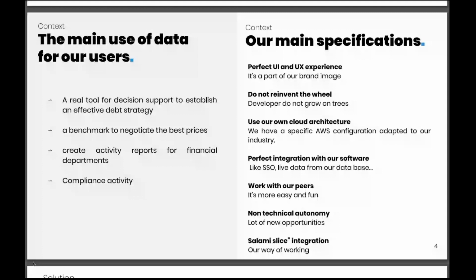A benchmark to negotiate the best price. Of course, if you know the price of your neighbor, you can negotiate your price better. So they want to know how this type of company gets money and on which maturity. So it's an important negotiation tool. Of course, as in every modern industry, they have a lot of reporting demands. So they want a platform with a lot of data they can export and comment on for financial reports every 3 months or every month.